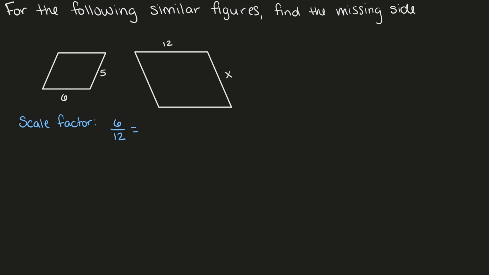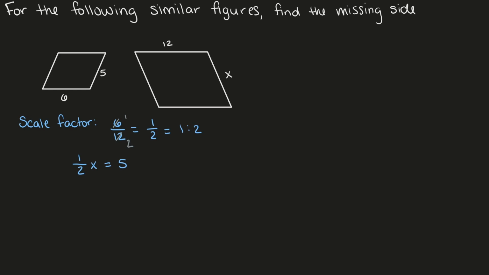Both of our factors are divisible by 6, so we're left with 1 in our numerator and 2 in our denominator. That means our scale factor is 1 to 2. So from small to big, our smaller parallelogram is half the size of our bigger parallelogram. So that means we can say 1/2 of x is equal to its corresponding side, which is 5.